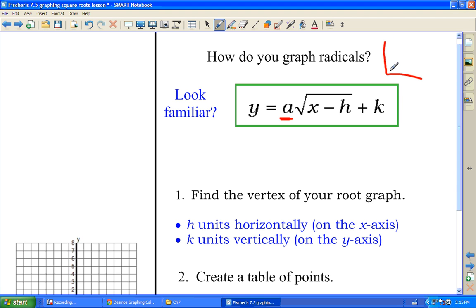Remember, there's y equals square root of x. If A is greater than 1, it's going to be a taller graph. If A is less than 1, it'll be a shorter graph that is closer to the x-axis here. That's how A affects things.